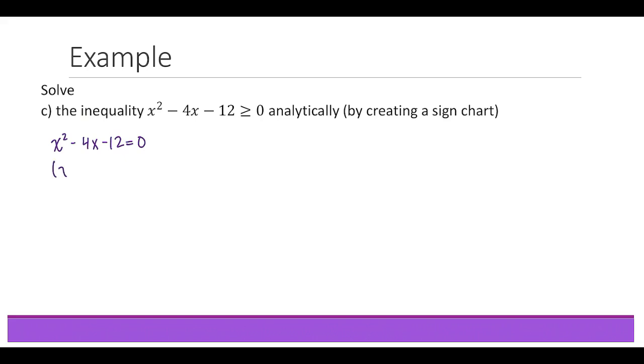So here we did do this work before, so we said x minus 6 times x plus 2. So we got out negative 2 and positive 6 as solutions. All right, so now we're going to go ahead and create a sign chart.